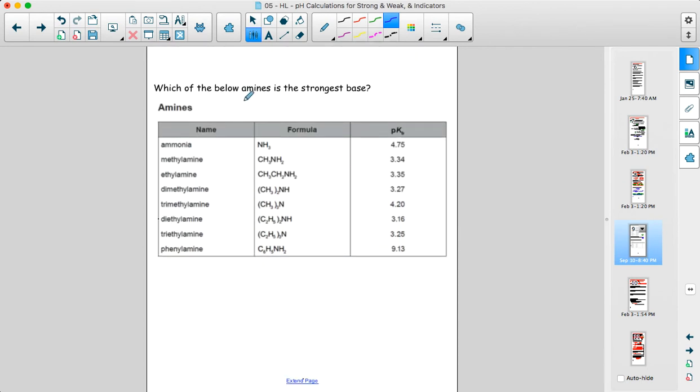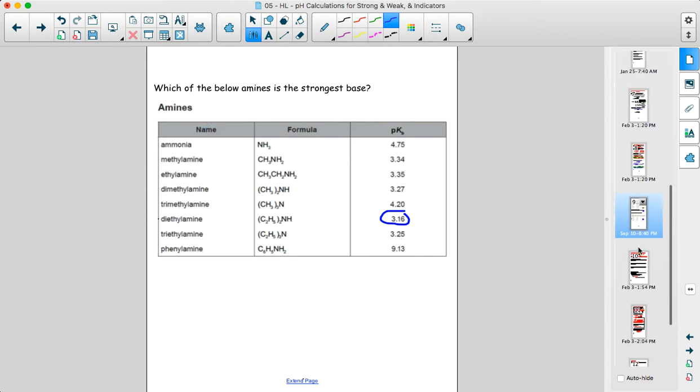In which of the below amines is the strongest base? The one with the lowest pKb value. The lowest value that I see is this one, 3.16. Diethylamine is the strongest base in this list.